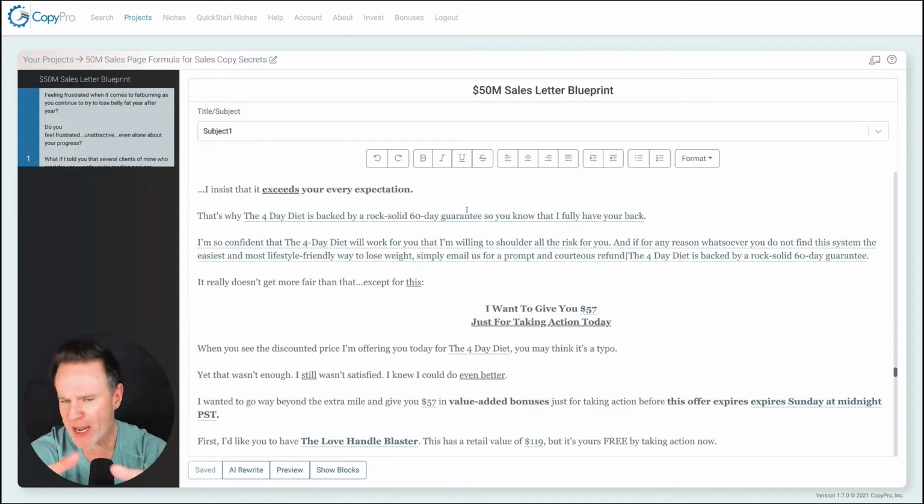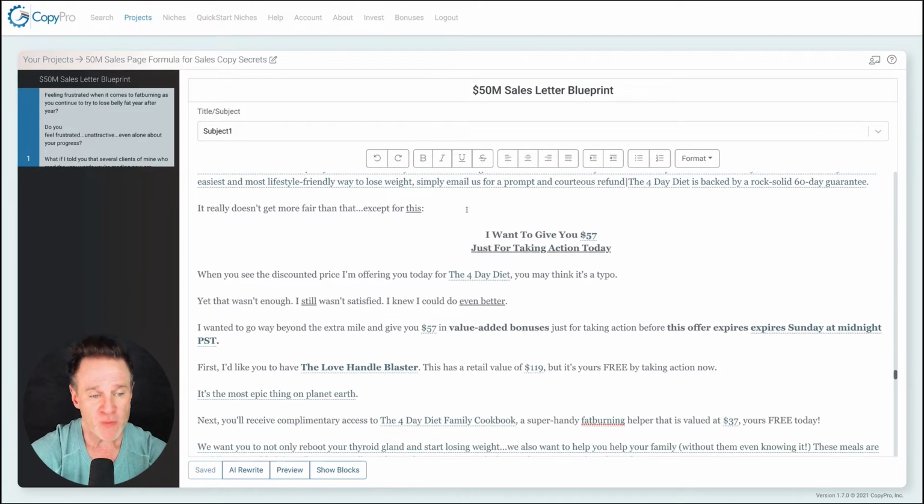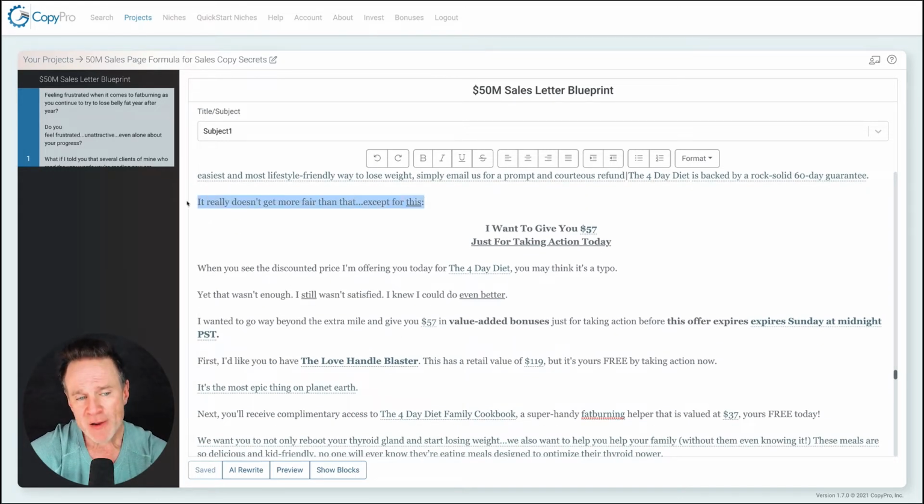Now, you might want to study the way I worded this guarantee here because it's pretty well worded and you can take those words for yourself, but it's pretty much a straightforward guarantee. And check out how I transition. It really doesn't get much more fair than that, except for this.